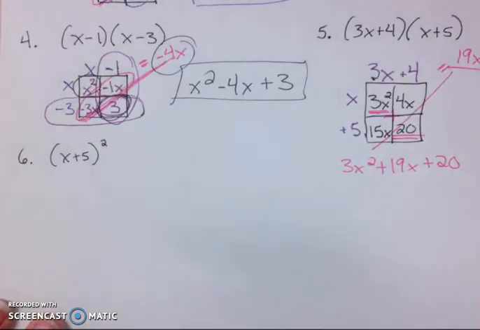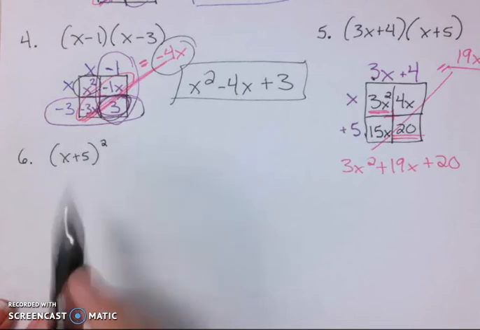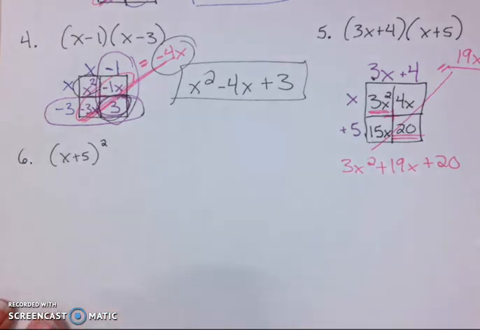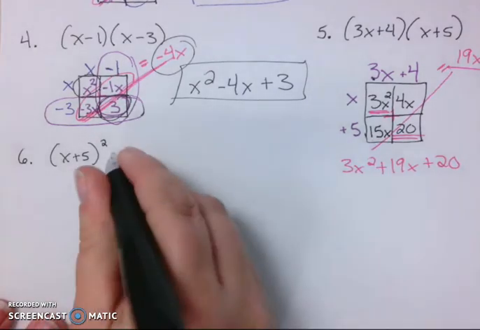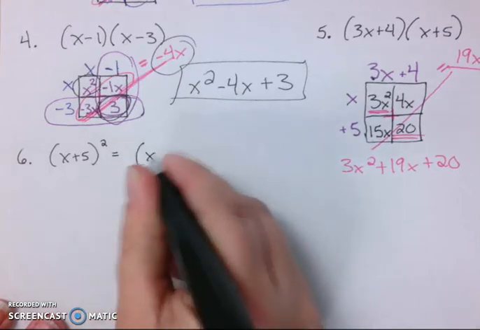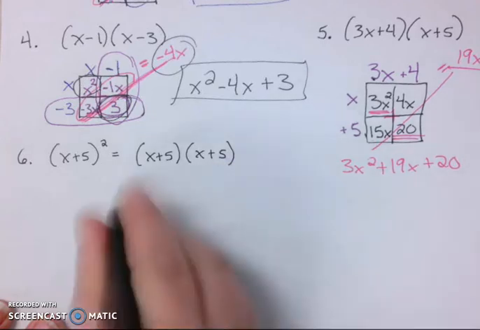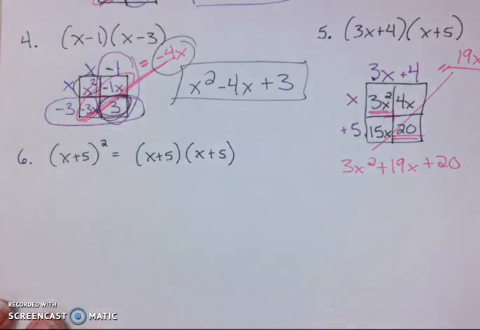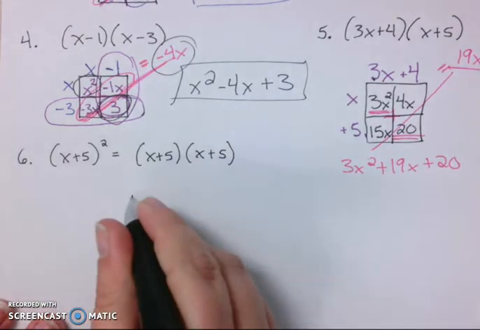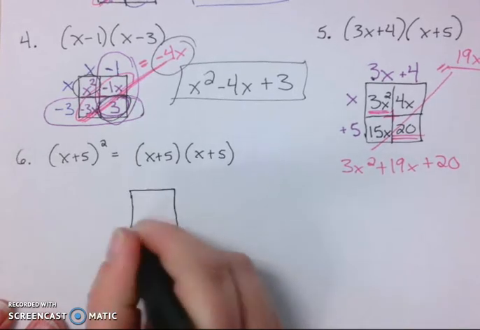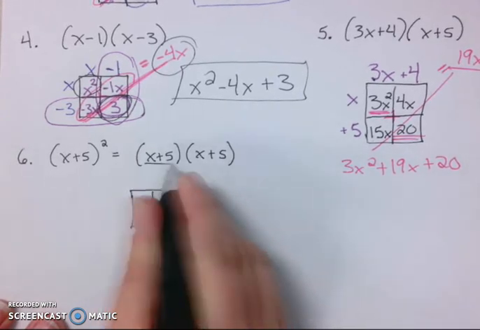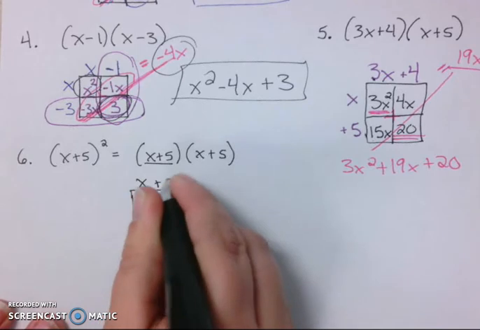Sometimes you have a problem that looks like this, x plus 5 to this, and it's squared like that. And so it's a little confusing at first. But remember, squared just means you take this x plus 5 and it's multiplied times itself. So it's just another way to write two binomials that are exactly the same. So we can set up our 2 by 2 box and write this along the top and the other one along the side.